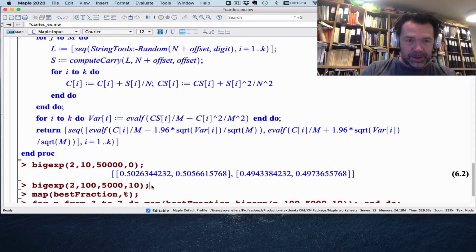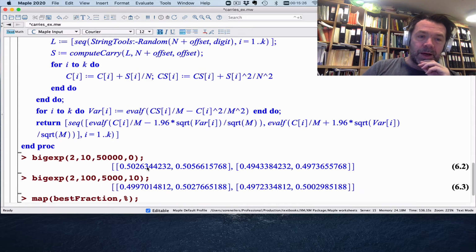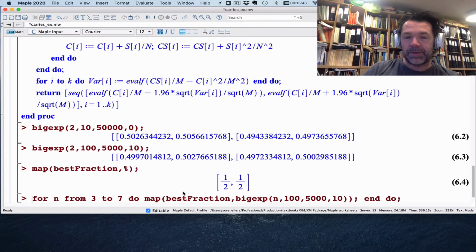So I've changed the program a little bit, so now it will take roughly the same time as before, because I'm doing 500,000 additions. But now the difference is now I have 5,000 numbers, each of 100 digits, and I'm disregarding the first 10. And you see now that I've made this little change. These are two intervals that both contain a half. So when I apply best fraction to them, I get a half and a half, which probably is something we can believe.